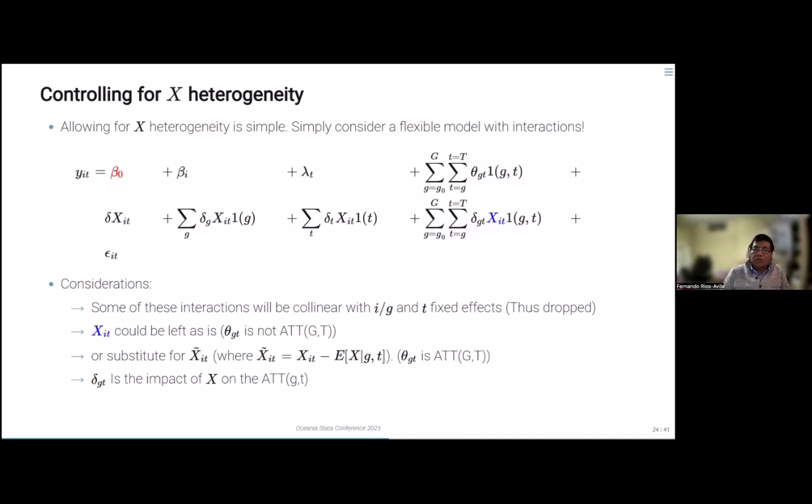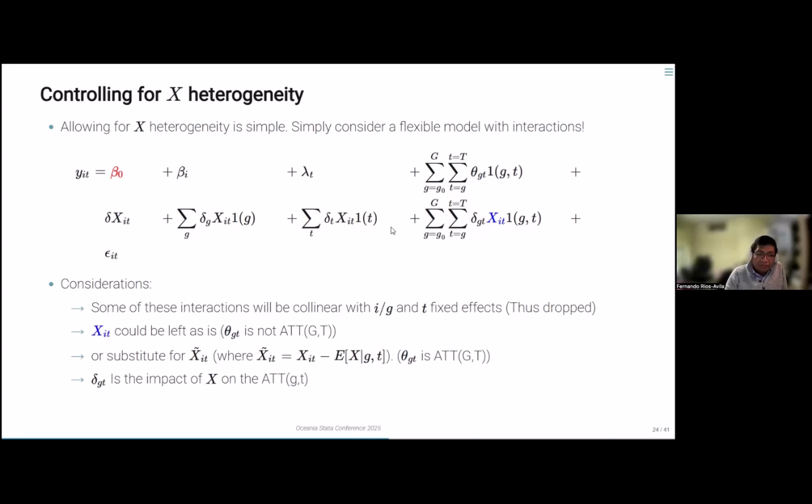Now, some considerations when you look at this specification. First of all, you have some variables that are fixed either on time dimension or the cohort or individual dimension. They're going to be dropped. So you don't have to worry about them. The command itself, I already included some specifications, so it doesn't provide redundant variables, at least most of the time.